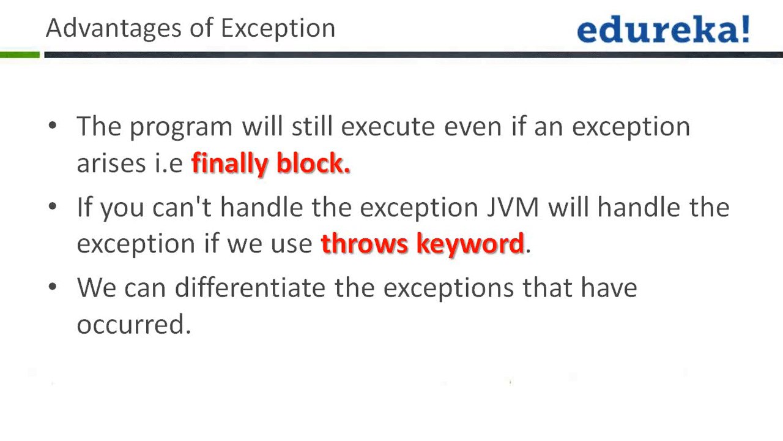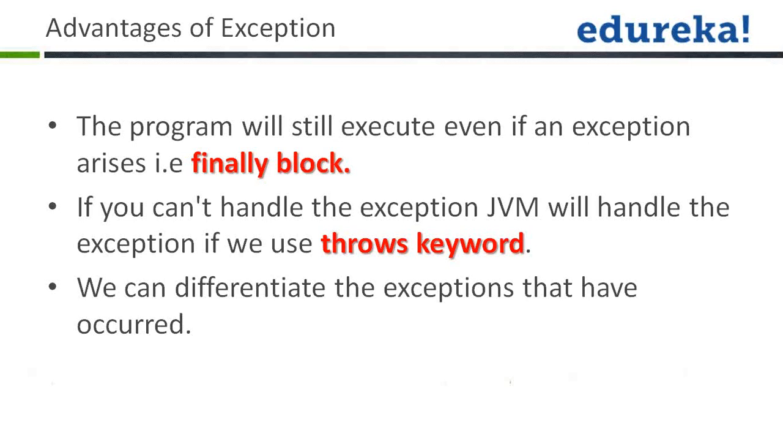Now second is if you can't handle the exception, the JVM will handle the exception if we use the throws keyword. If you're not handling it in the program, you can directly use the throws keyword with the method name or the class name itself, and it will handle that particular exception. Finally, we can differentiate the exceptions that have occurred.